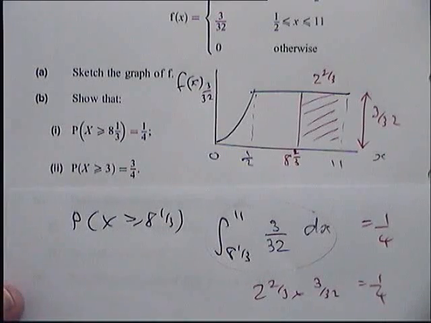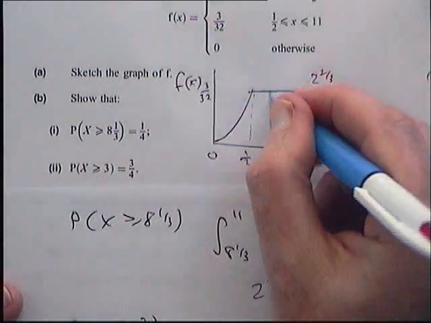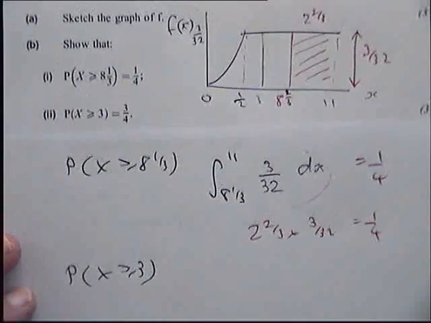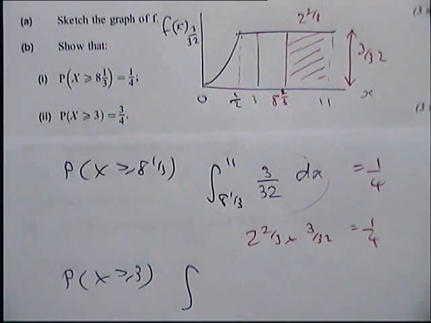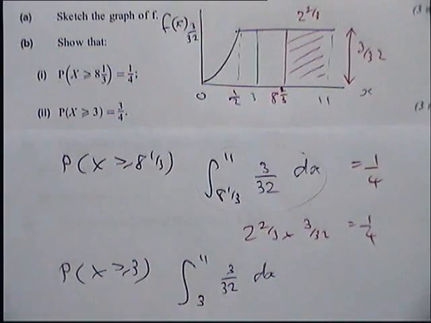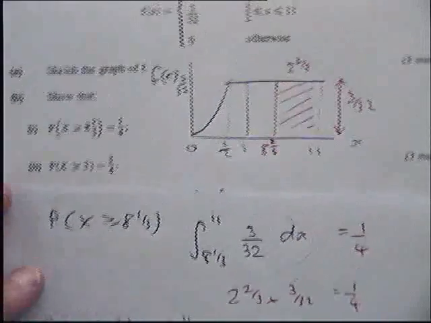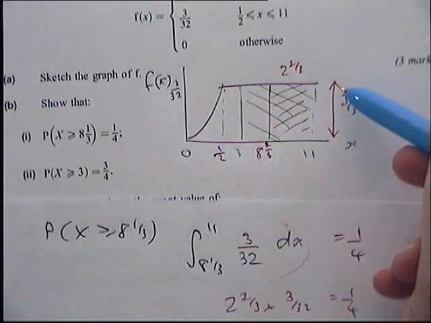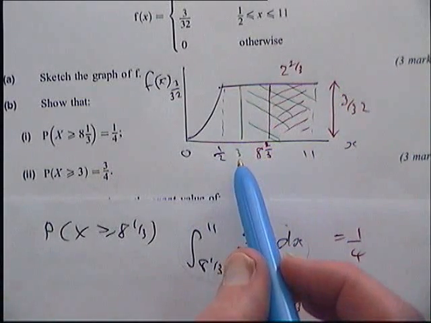For part 2, probability x is greater than or equal to 3. Well, 3 is going to be somewhere here on the axis. So we could do it either as an integral. Richard, what would we be doing if we were integrating here? Integrate between 11 and 3. Yes, okay, 11 and 3, that's 3 over 32. That's one way. Or the other way is to look now at this rectangle here. The height is 3 over 32. The width is going to be 8.